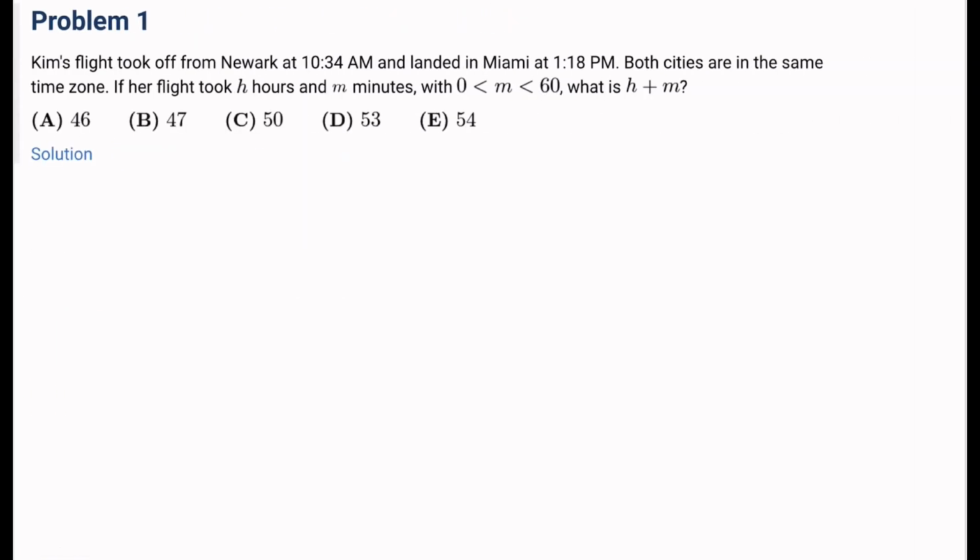Kim's flight took off from New York at 10:34 a.m. and landed in Miami at 1:18 p.m. Both cities are in the same time zone. If the flight took H hours and M minutes with M between 0 and 60, what is H plus M?